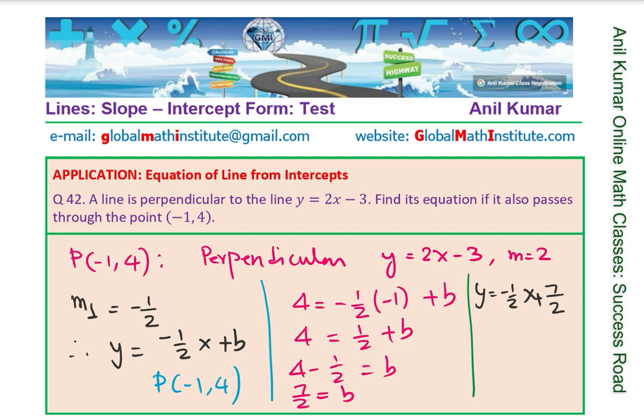You can also write this in standard form by multiplying by 2. So we get 2y equals minus x plus 7, or x plus 2y minus 7 equals 0. So that becomes the equation of the line in standard form. So both the forms are good enough for your answer. So I hope with this you understand how we find points on the line, and once we have points on the line, how we find the equation of the line. We have also seen two examples where we are finding the equation of a line parallel to a given line and also perpendicular to a given line. So I hope that makes sense.